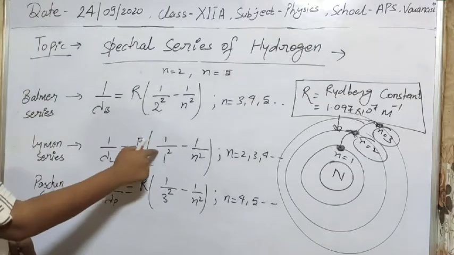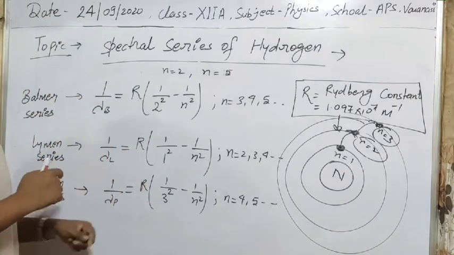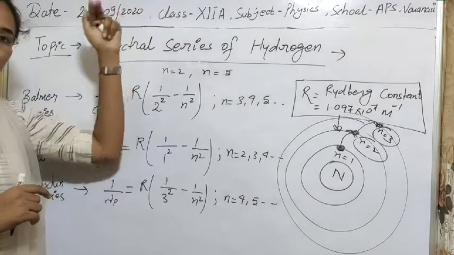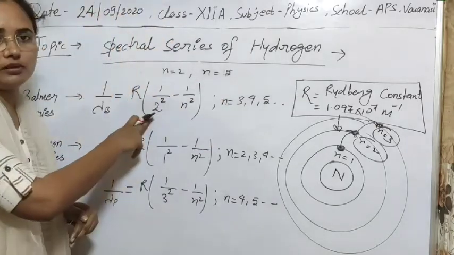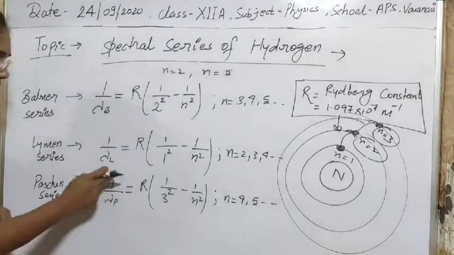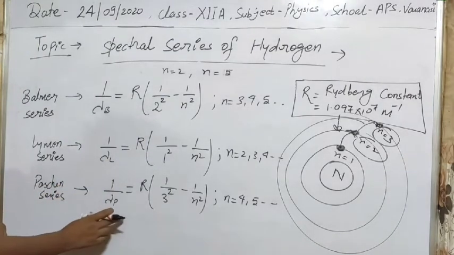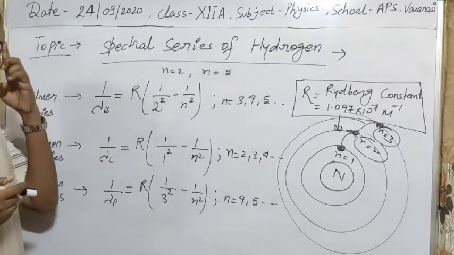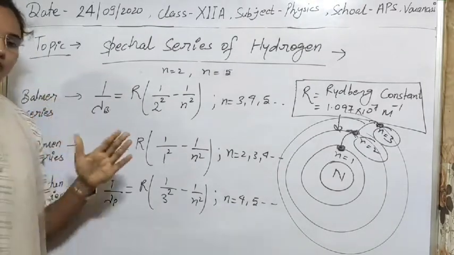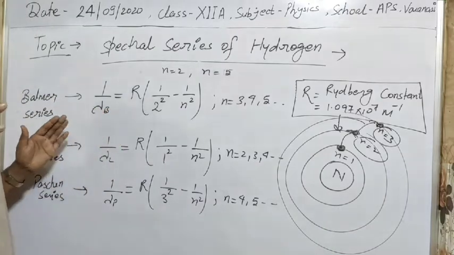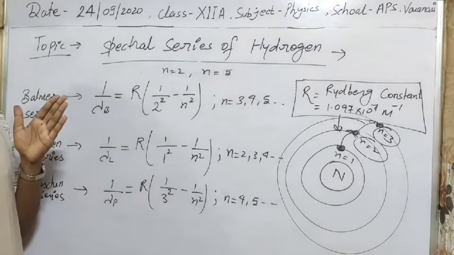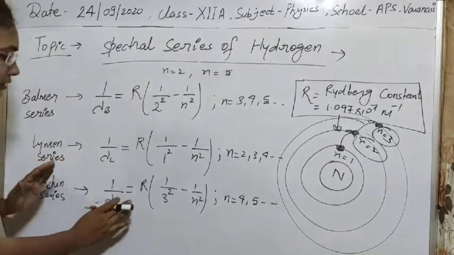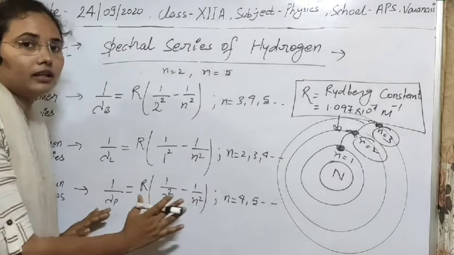So there will be at least one fixed orbit in every series. From here they can go to an upper orbit, or from an upper orbit they can come to this orbit. Simply, I think this is clear to you. And this wavelength lies in the range of near infrared. Actually, infrared radiations have quite long wavelengths, so we can divide them into three parts: near infrared, infrared, and far infrared. So this wavelength lies in the range of near infrared.